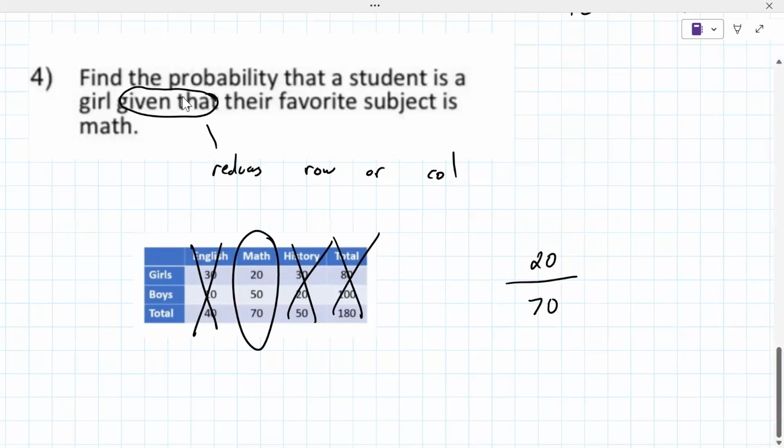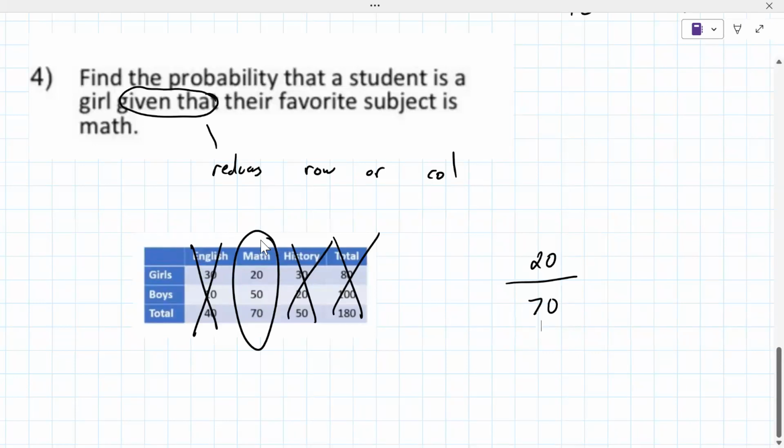Another problem might ask, given that their favorite subject is math, what's the probability that the student is a boy? They could ask you that one. So if they did ask if it's a boy with that situation, would I just say 50 over 70? Yes, exactly. So the given is the key language there. Two, three, and four have this really important wording in each of them that you have to pay attention to.